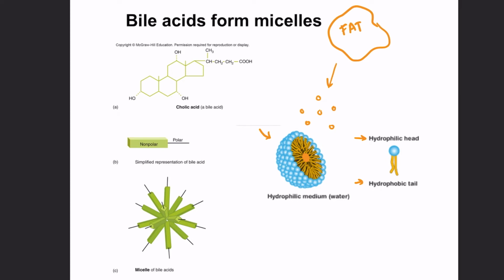And when it is able to break them down into smaller fat globules, as we can see here, this increases the surface area. So when it comes into contact with enzymes such as lipase, there is more surface area for the enzyme to come into contact with to break them down.